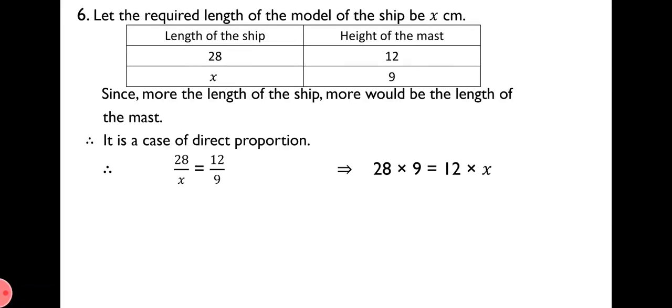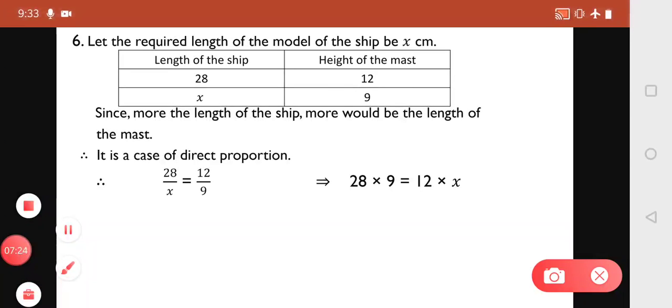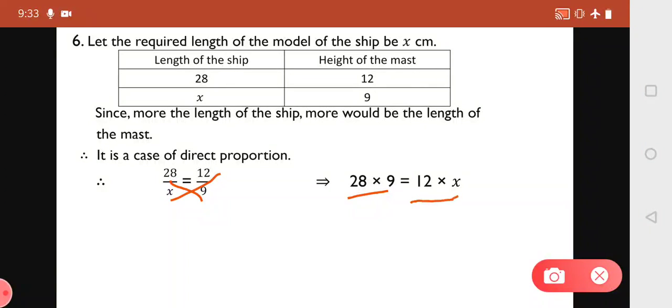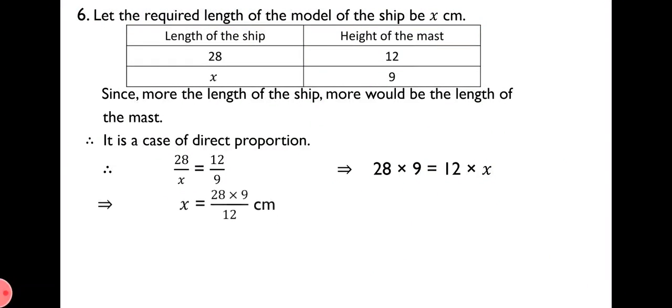Therefore, 28 upon x equal to 12 upon 9. Again, we will do the cross multiplication, taking 9 to that side and x to the opposite side. So we get 28 into 9 equal to 12 multiplied by x. Again, we want to find only the value of x. We transpose 12 to the opposite side, and it becomes division because it is in multiplication. So we get x equal to 28 into 9 upon 12.